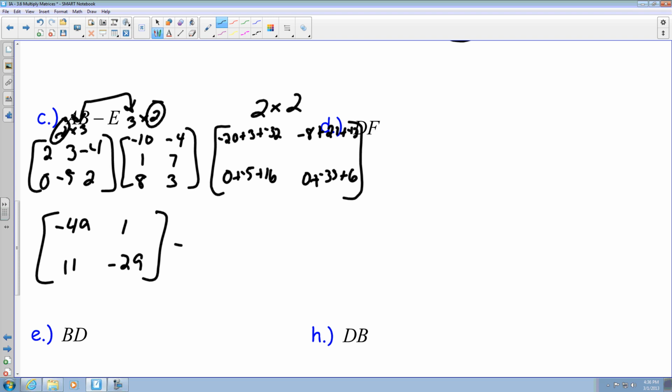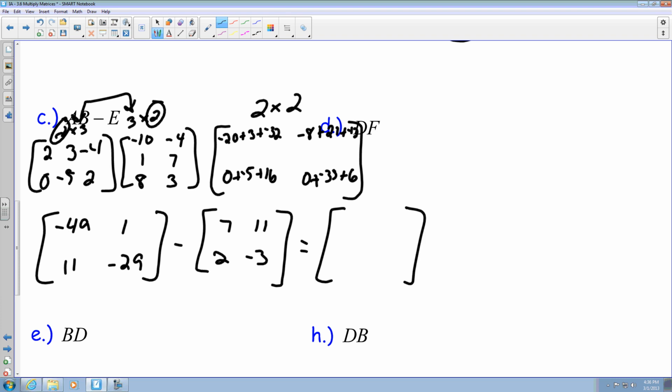Now it says I have to subtract matrix E, which happens to be 7, 11, 2, and negative 3. So now we're just going to use the one-to-one correspondence like we did in 3.5. So now it's just negative 49 minus 7, which gives me negative 56. 1 minus 11 gives me a negative 10. 11 minus 2 gives me 9. And negative 29 minus a negative 3 gives me a negative 26. Okay.